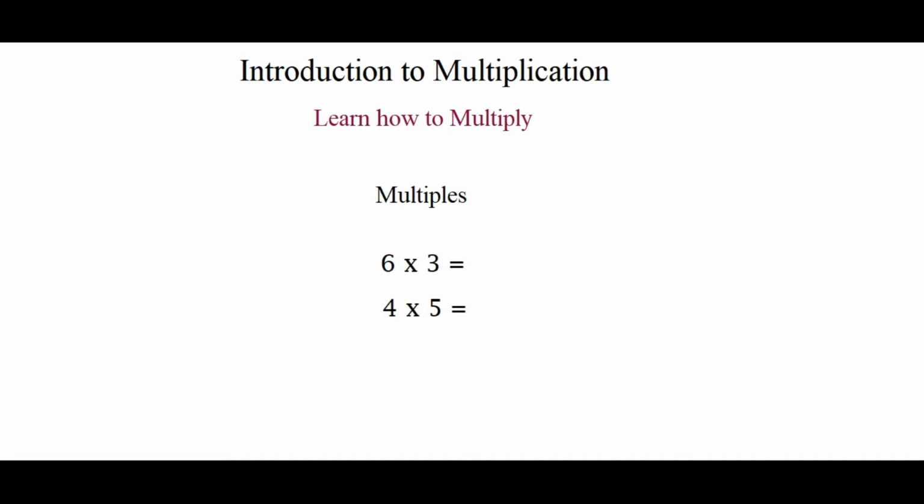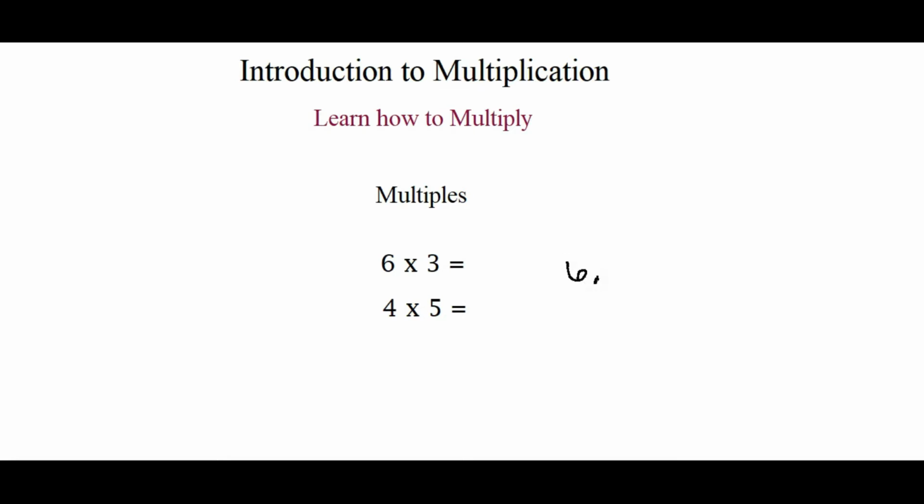Take a look at how we can use multiples to solve the two multiplication problems on the board. On the board, we have 6 times 3 and 4 times 5. For the first example, let's count in multiples of 6 to find the answer to 6 times 3.